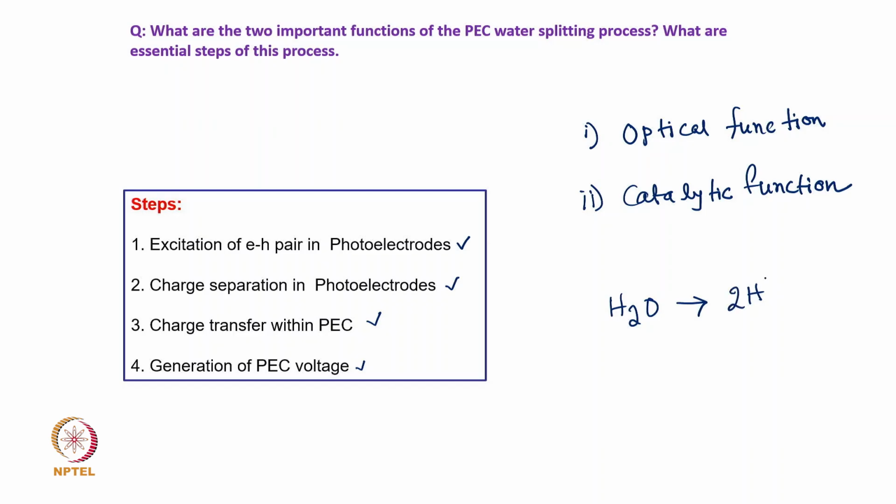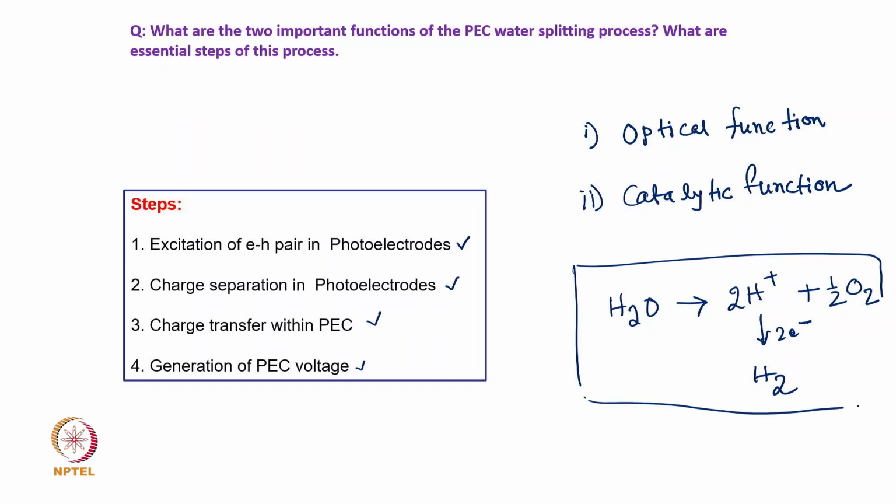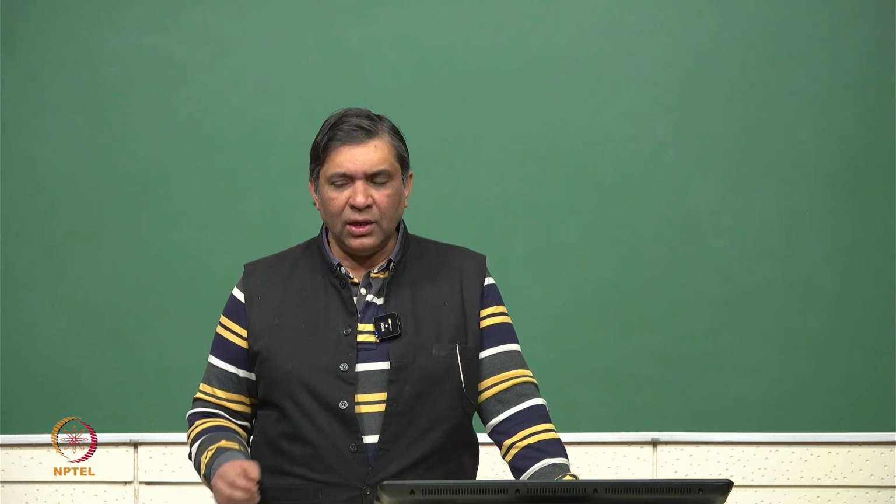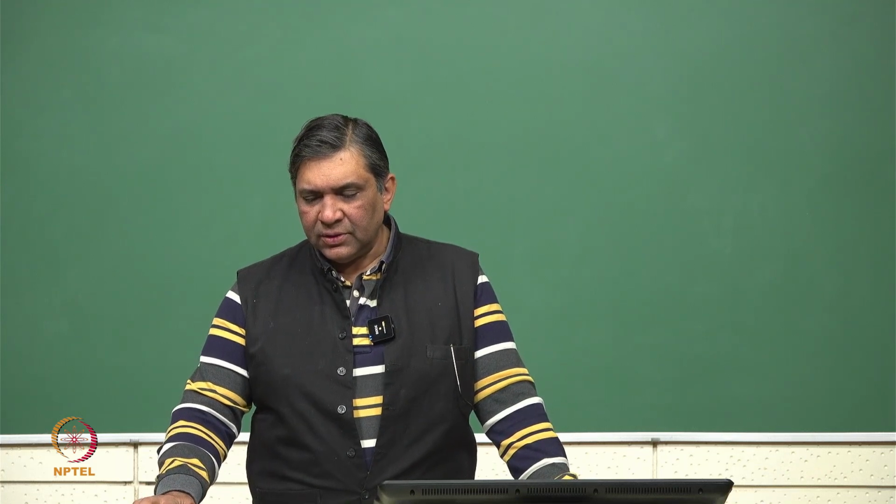Basically, it splits like this, which adds 2 electrons and makes hydrogen, or produces hydrogen or green hydrogen. So this is all about this process and the steps of PEC water splitting, and the two important functions as I mentioned: the optical function as well as the catalytic function.